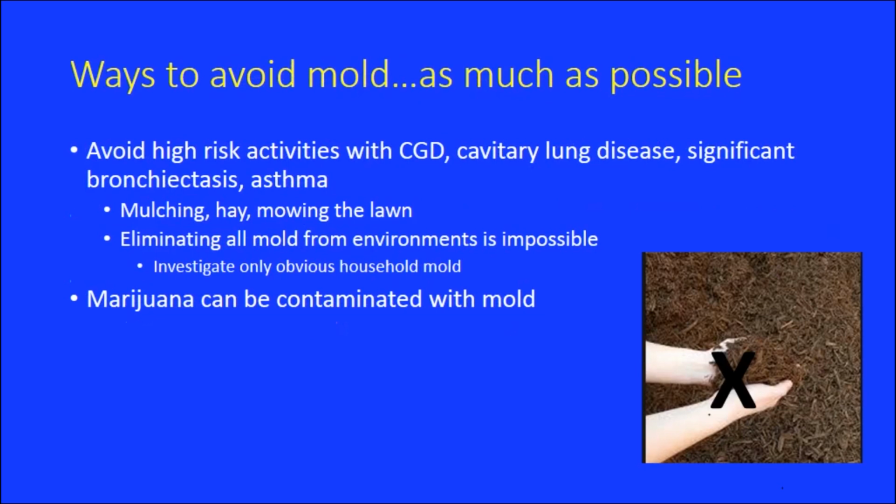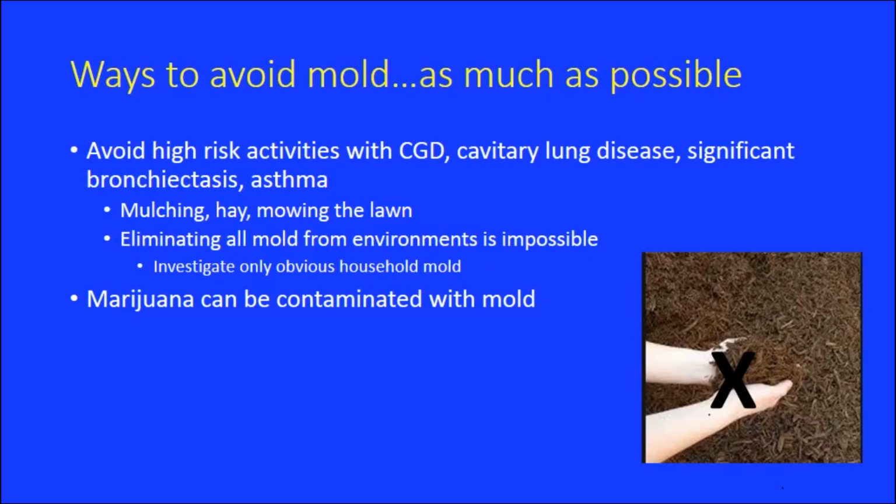So then, the other thing with molds is trying to avoid them if you have lung disease. People with chronic lung disease and CGD, which is specifically predisposed to these because the neutrophils can't kill the mold, cavitary lung disease, like the picture I showed, significant bronchiectasis, asthma, should try to avoid high mold exposure. So there's my little X instead of a big X against mulching. Hay rides are not a good idea in this setting. Mowing the lawn where things kind of fly up is not a good idea.